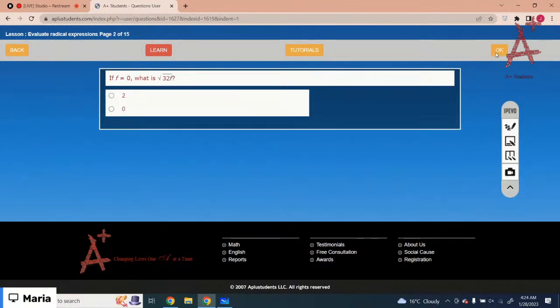Okay, the next one is if f equals 0, what is square root 32f? So just replace the f with 0. So 32 times 0 is 0. So the correct option is 0.